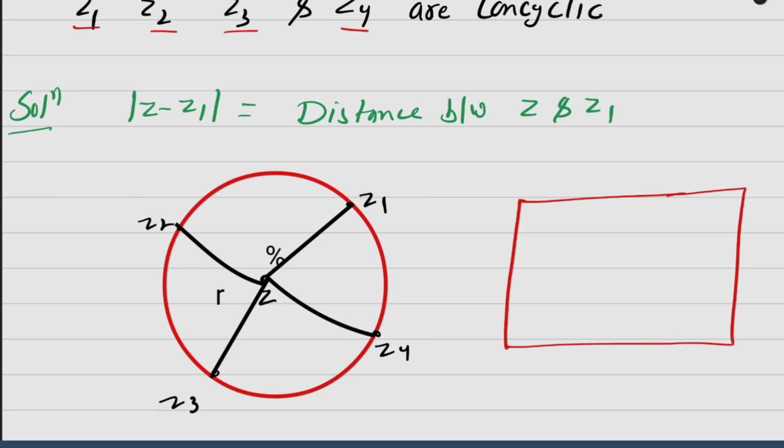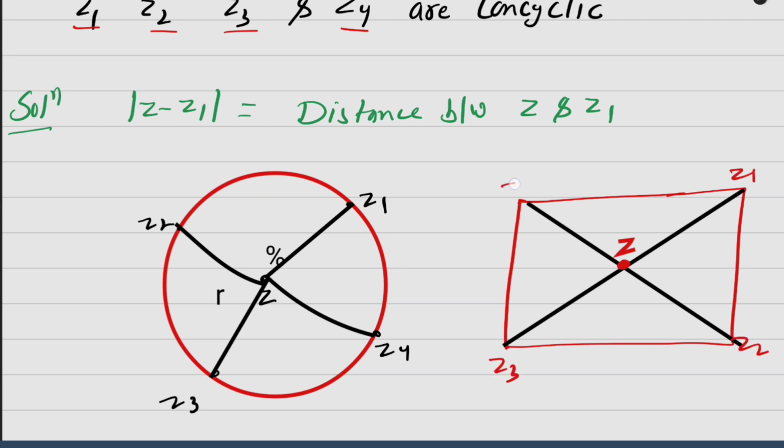And these are the diagonals of the rectangle. So z can be the intersection point of both the diagonals, because if z1 is here, z2 is here, z3 is here, and z4 is here, so this distance is also the same. Let us say this is r and r. So there are two possibilities. z can be the center of the circle and z can be the intersection point of the diagonals of the rectangle, because this distance is the same.